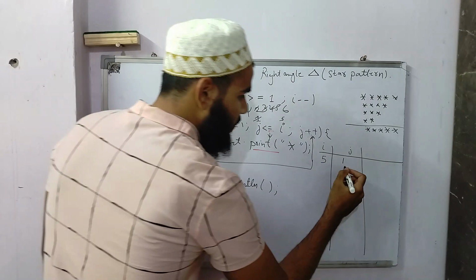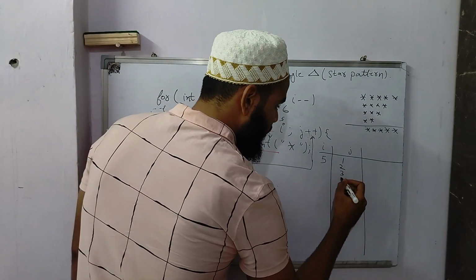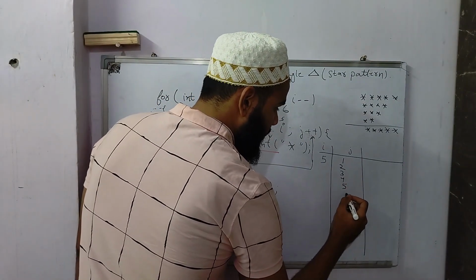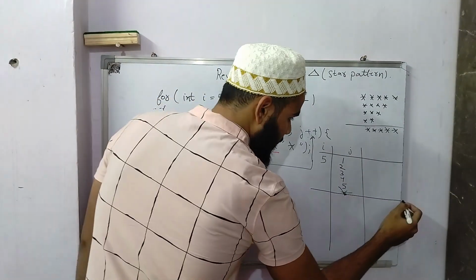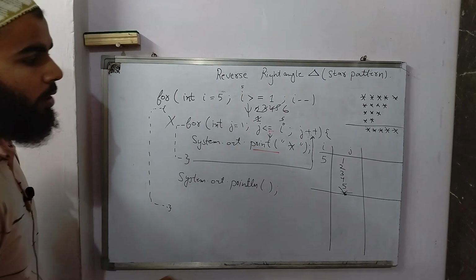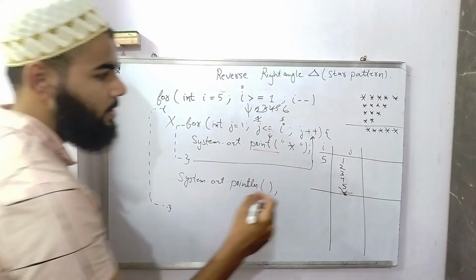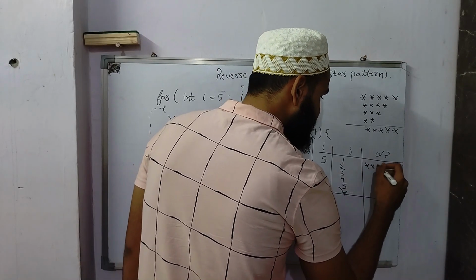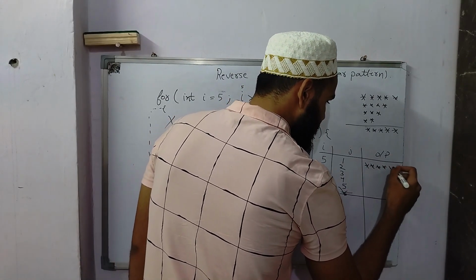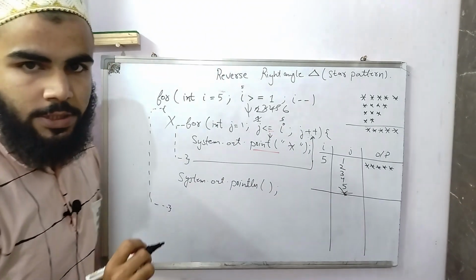It goes from 1 to 2, 2 to 3, 3 to 4, 4 to 5. When it becomes 6, the loop will be terminated, right? And this was our first iteration, which gives us the output of 5 stars. This is about the first iteration.